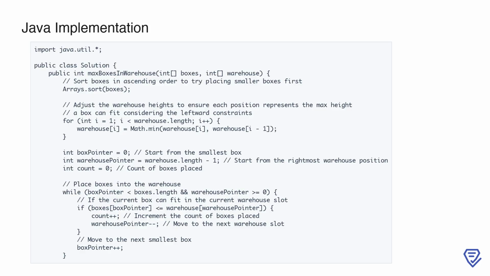This means that at each position, the height is updated to the minimum of its current height and the height of the position to its left. This ensures that the warehouse heights accurately represent the maximum height a box can fit, moving left to right.